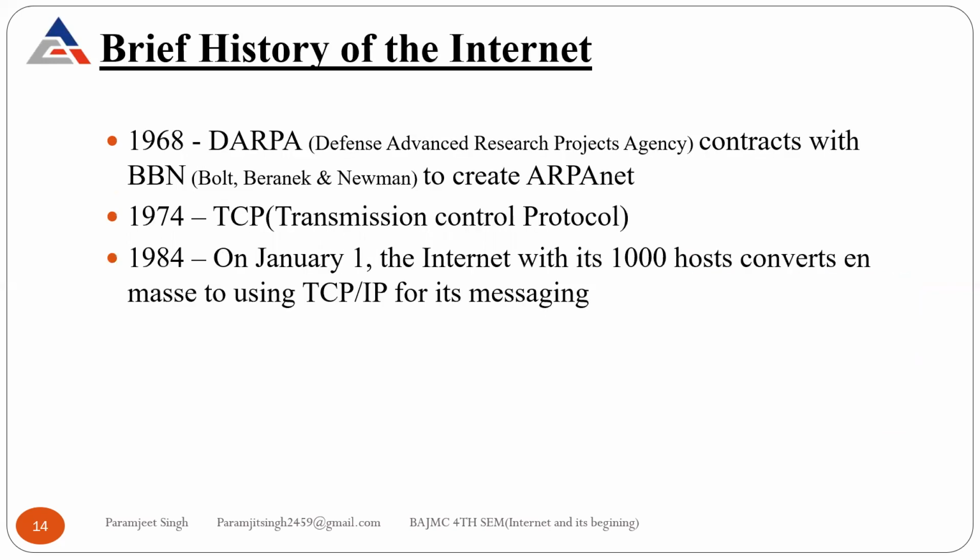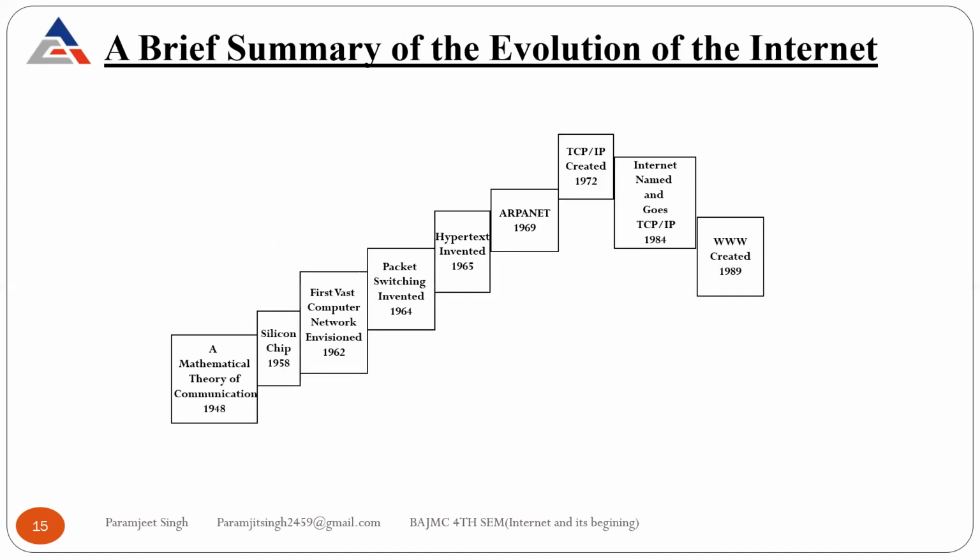So this is also a brief history of the internet. In 1968, DARPA, the Defense Advanced Research Projects Agency, contracts with BBN, which is Bolt, Beranek, and Newman, to create ARPANET. And in 1974, the Transmission Control Protocol is introduced. And on 1st January 1984, the internet with its 1,000 hosts converts en masse to using TCP and IP for its messaging.